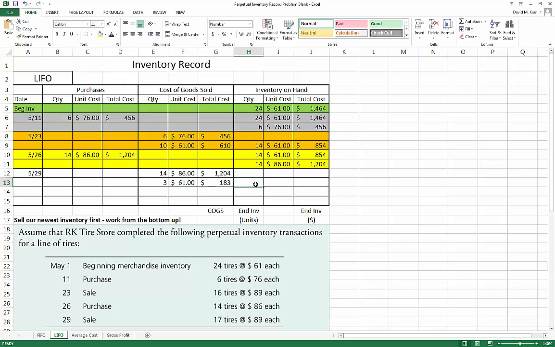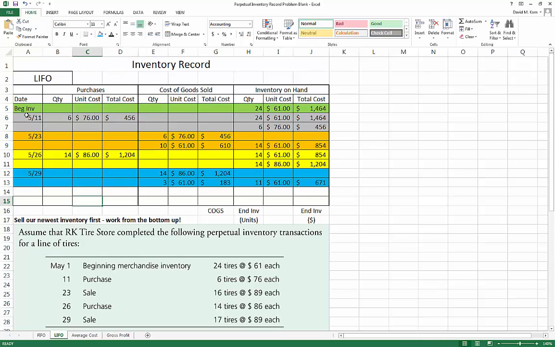So now how many are we left with? We've taken 3 from this layer, so we're left with 11 of those units, 11 at 61. So 11 times 61 comes out to be 671, and this layer is all gone because it's right there. Alright, so I'll go ahead and bring this down. Put that in blue here.